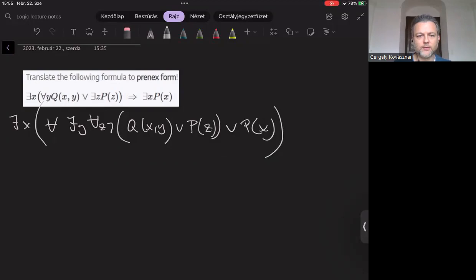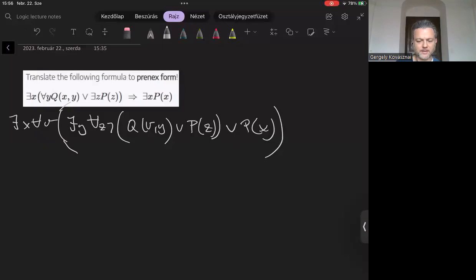Let me just use v. Of course, I have to rename all the bound occurrences of this variable. And now we can move the quantifier further outside like that. And this is the huge quantifier.